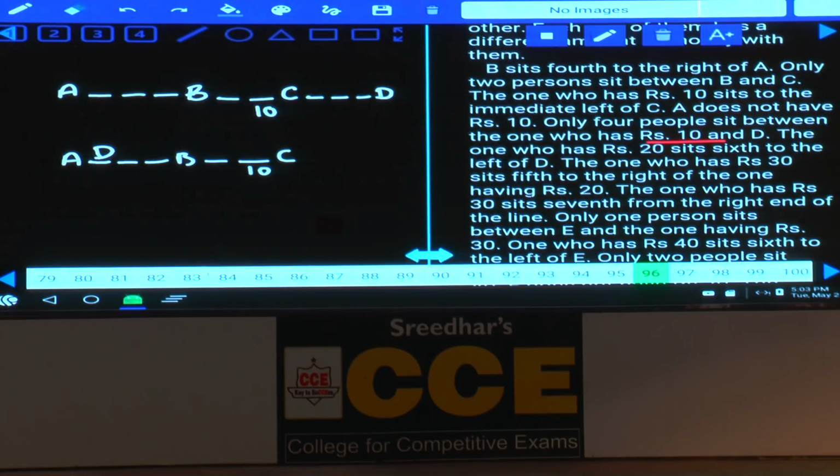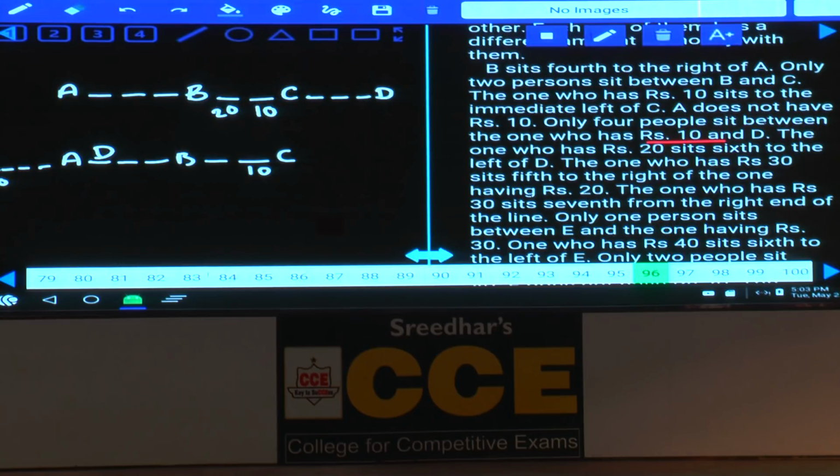Then 10 and D, only 4 people between 10 and D. The one who has 20 rupees sits 6th to the left of D. 6th to the left of D, 20 rupees. 1, 2, 3, 4, 5, 6. Now 20 and 10 are adjacent to each other. 6th to the left of D, 20 rupees, 1, 2, 3, 4, 5, and 6. 20 rupees will be somewhere here, isn't it? Now this is the second case.